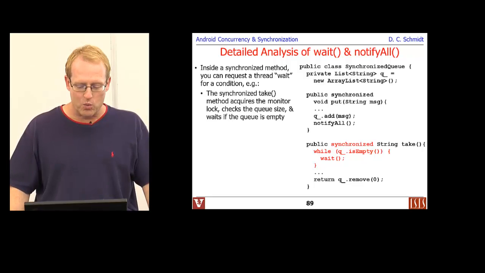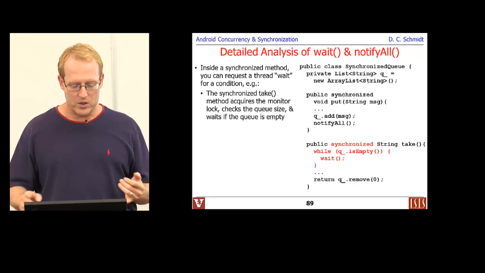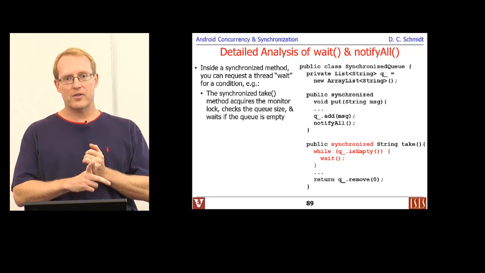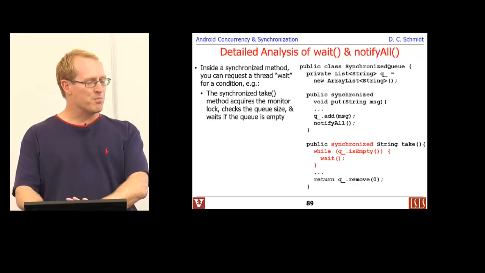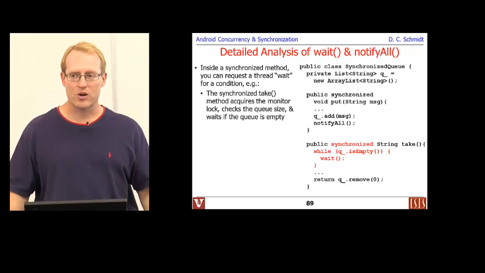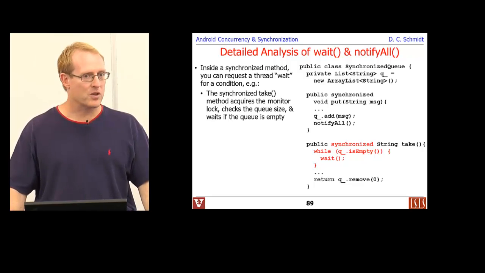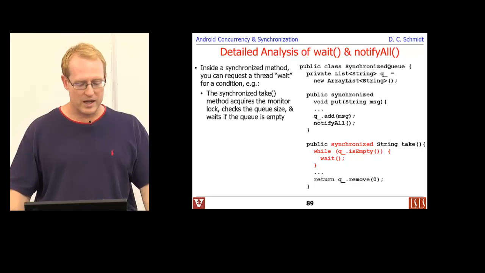And so, for example, when we come along and call take, which is a synchronized method, it's going to implicitly acquire the monitor lock, which you don't ever see here directly. That's just implicit in the way that Java concurrency works. So when you have a synchronized method or a synchronized block, that automatically acquires the one monitor lock for the object. It then checks to see whether the queue is empty or not, checks the queue size.